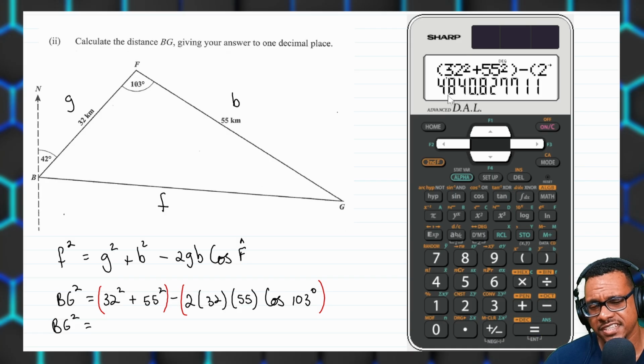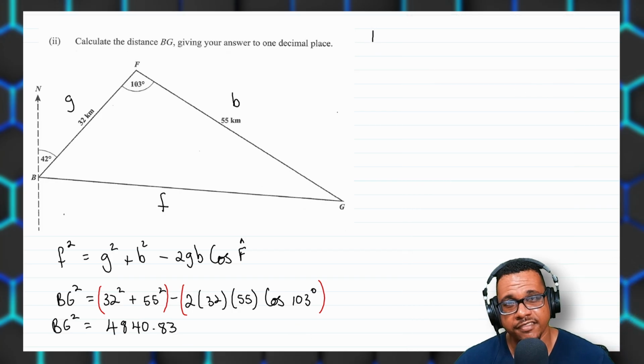So I'm going to press equal, and we get this 4,840.8. Now, seeing that the final answer has to be to 1 decimal place, I'll write this to 2 decimal places. So for the decimal, we have 0.827. I'm going to stop at the 2, and because here's a 7, here's going to go up by 1, so 0.83. So I'm going to write 4,840.83.